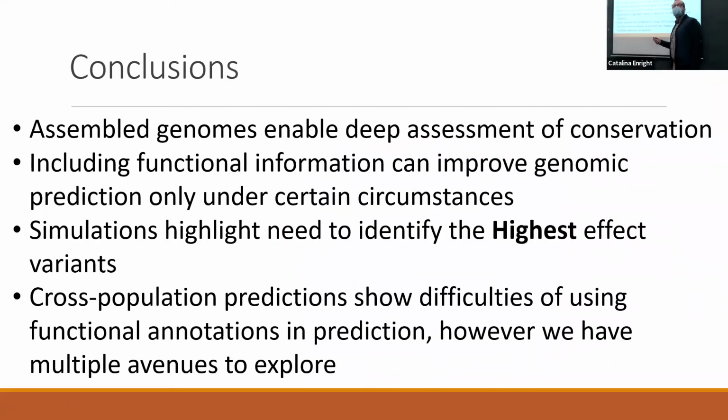And to conclude, we've assembled these genomes and we have deep assessment of conservation across a huge portion of the cassava genome, including this functional information. I think it has the potential to improve genomic prediction, but there are some caveats and only under certain circumstances. But the really important thing is that we need to get at what are the highest effect variants. We see some difficulties, but I think there's a lot of room to improve, and we're getting there.